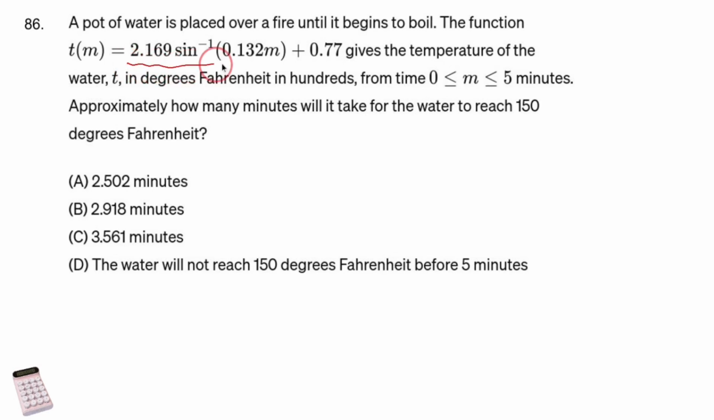We're going to graph this in our graphing calculator in y sub 1. Now, since the temperature is given in hundreds, in y sub 2, we are going to graph 1.5 because 1.5 hundreds is 150. I'm going to find out where these two guys intersect, and that's going to give me my minutes. So let's go and do that.